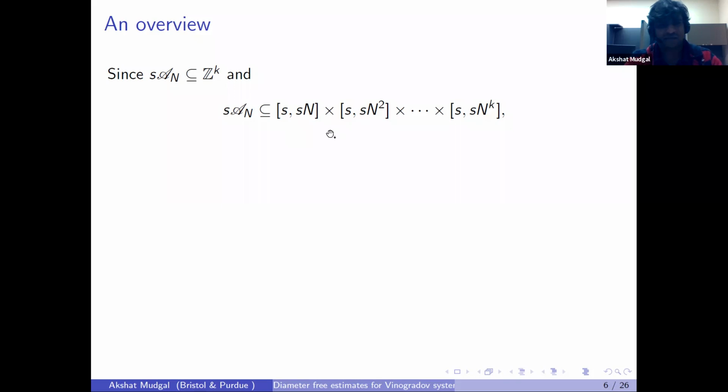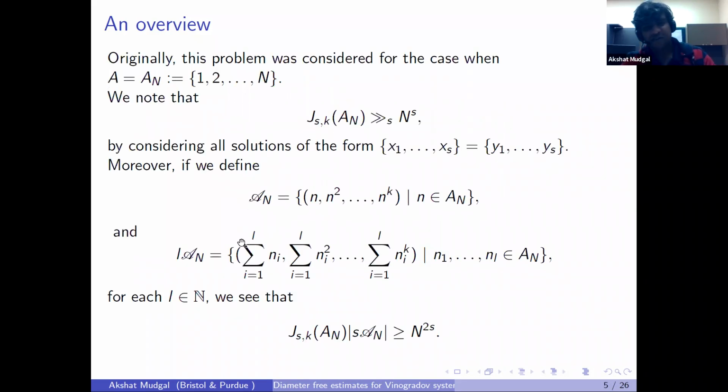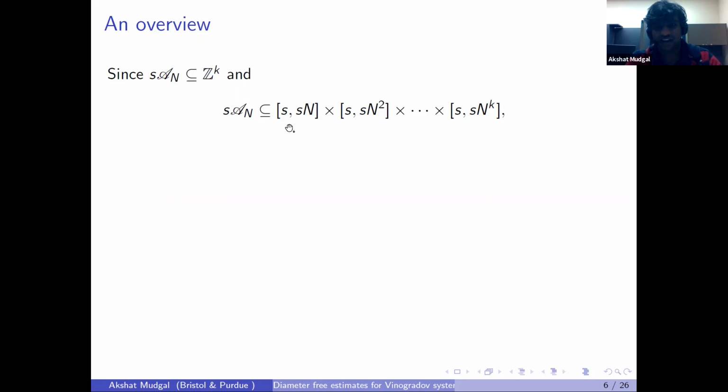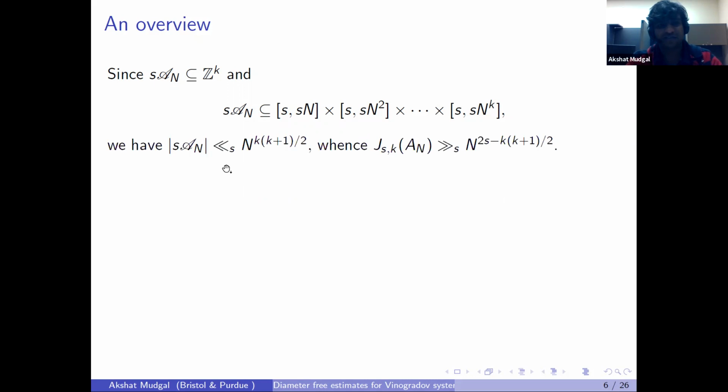To get an idea why this is true, I'd like to remind you that the first coordinate of any vector lying in the sumset looks like n1 plus n2 dot dot dot till ns. Each ni is bounded by capital N. So in the first coordinate, you can get at best s times capital N. Similarly, in the second coordinate, all your squares are bounded by N squared, and so the total sum will be bounded by S N squared, and so on till the kth powers. And once you have this bound, you can show that the cardinality of this Vinogradov sumset is bounded by the cardinality of this box, which is N to the power k times (k plus 1) over 2.